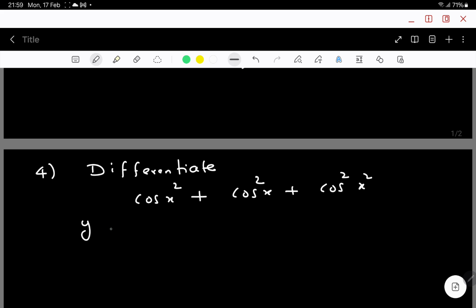First take it as y. So y is equal to cos x square, cos square x, cos square x square. Cos square x means cos x into cos x. Cos square x square means cos x square into cos x square.